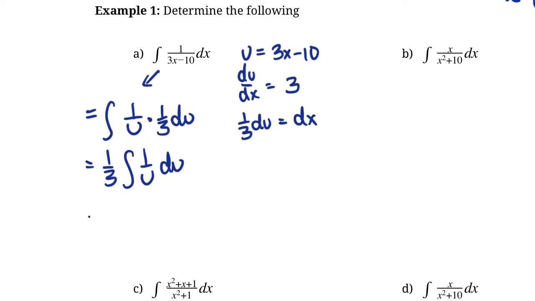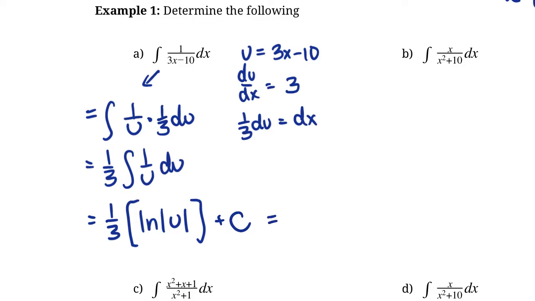But we know that integral evaluates as ln of the absolute value of, not x in this case, u. And then we can't forget our plus c, because it's an indefinite integral. Then we can make our back substitution for our variable: 1/3 ln, instead of u, we have the absolute value of 3x minus 10. There we go. That's the integral. Oh, plus c, can't forget about the plus c.